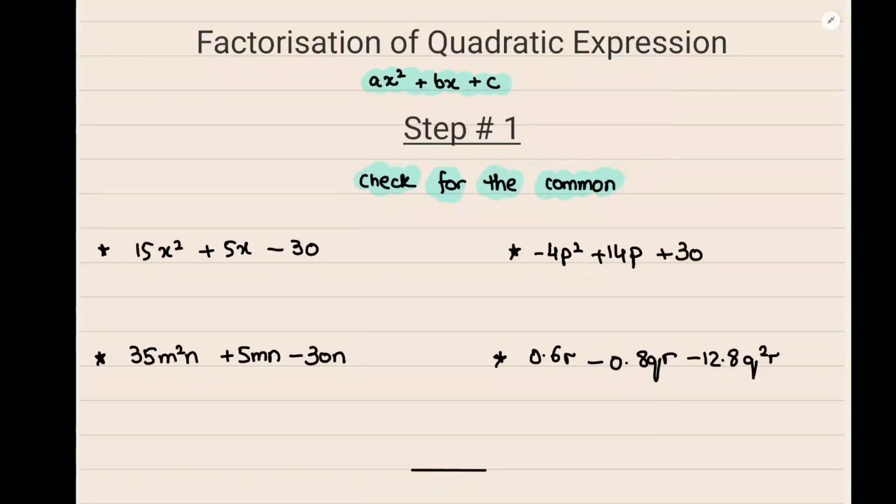Okay, factorization of the quadratic expression, commonly known as middle term breaking. Specifically, we will look at the general type, which is ax squared plus bx plus c, the quadratic expressions which come in the general format. I have divided the whole factorization process into 3 steps, so we will learn it step by step.